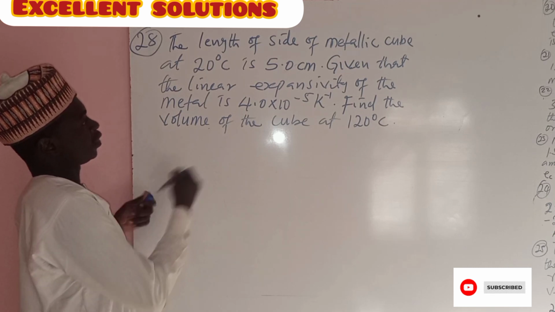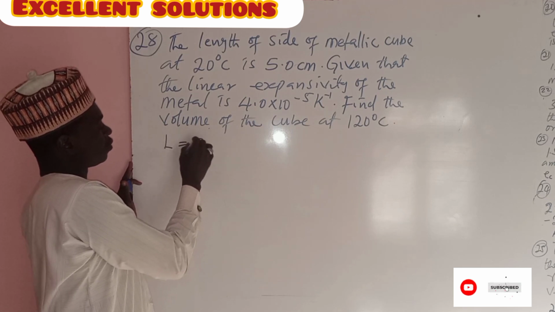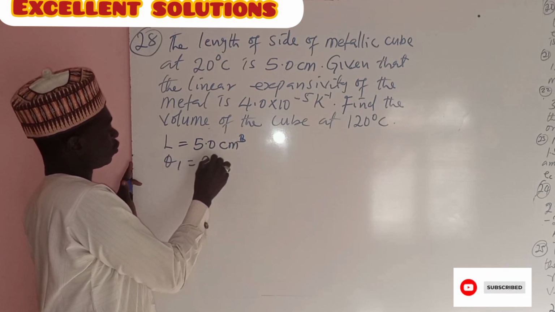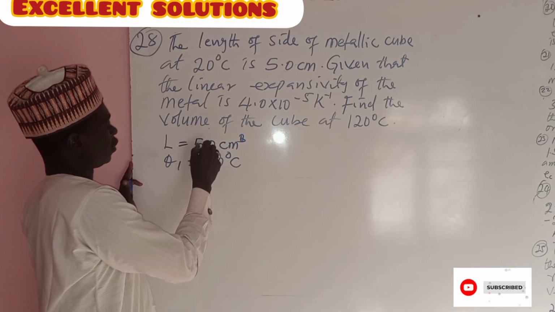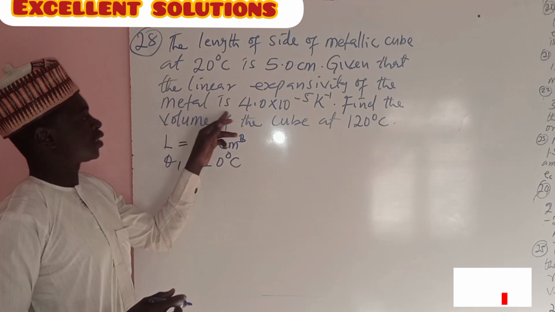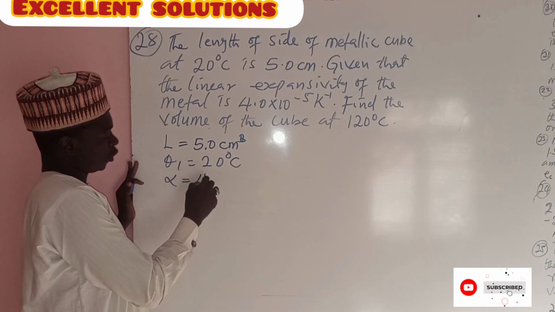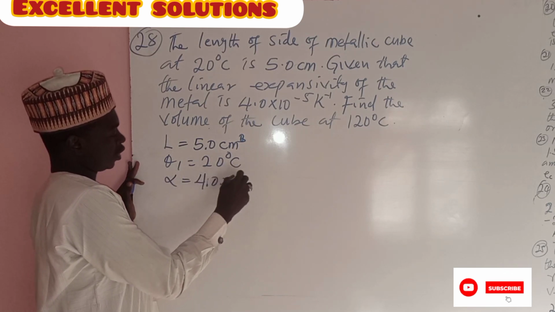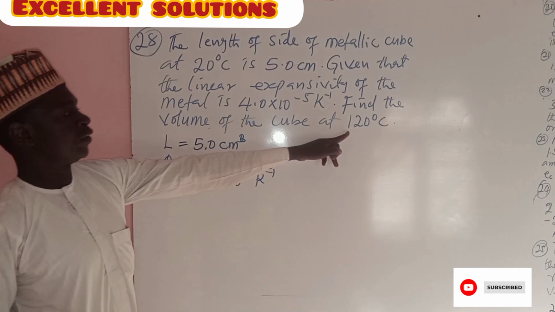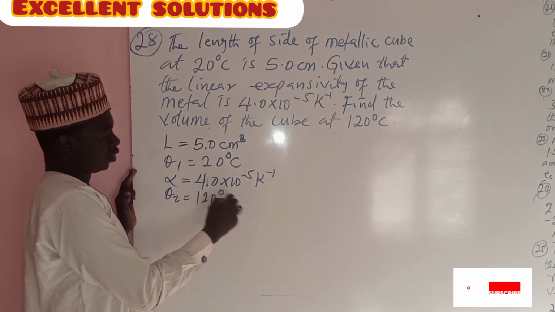The next question is question 28, and this question says the length of the side of a metallic cube at 20 degrees Celsius is 5.0 centimeter. So that means L equals 5.0 centimeter at theta 1 equals 20 degrees Celsius. Okay. So given that the linear expansivity of the metal is 4.0 exponential minus 5, alpha equals 4.0 exponential minus 5 per Kelvin. Find the volume of the cube at 120 degrees Celsius.